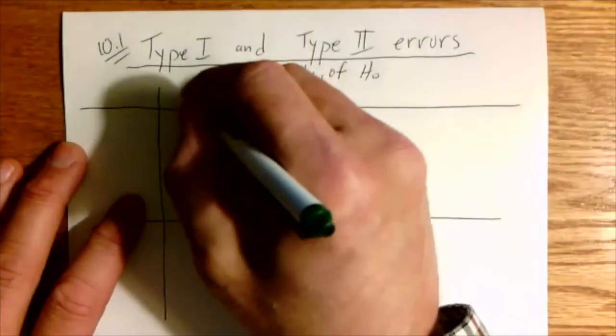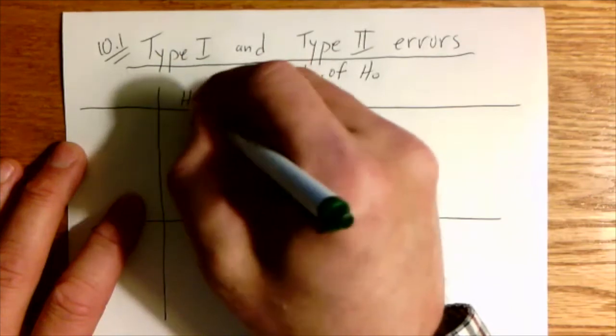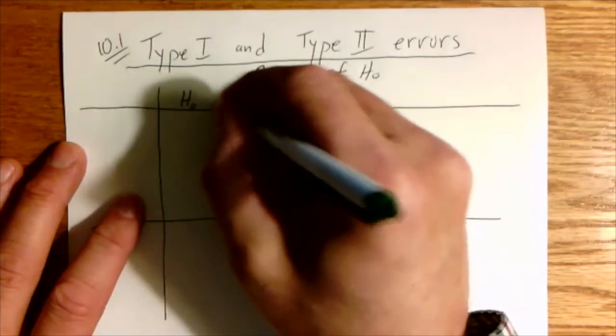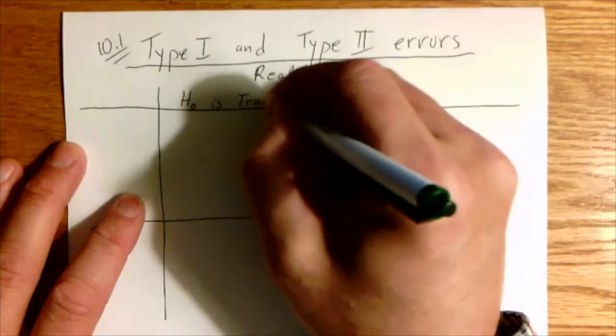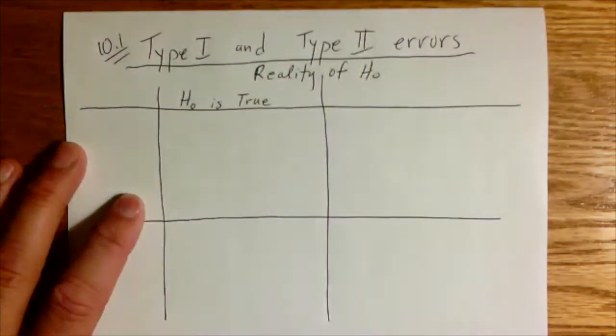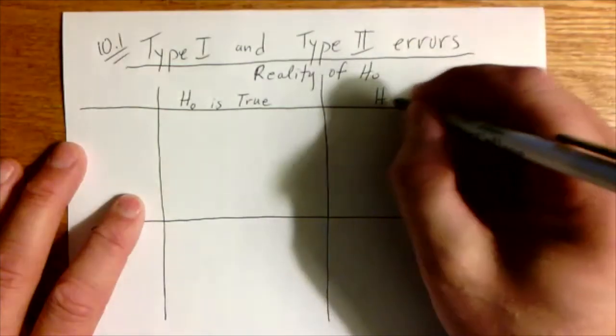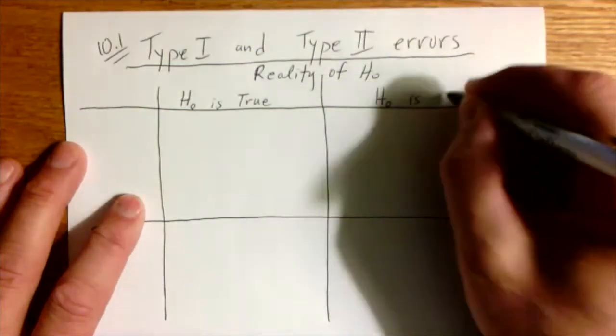There are two things. There are two hypotheses, the null hypothesis and the alternative. Only one can be true at a time. They are competing hypotheses. So in this column, we'll assume the null hypothesis is true. And over here, we'll assume that the null hypothesis is false.